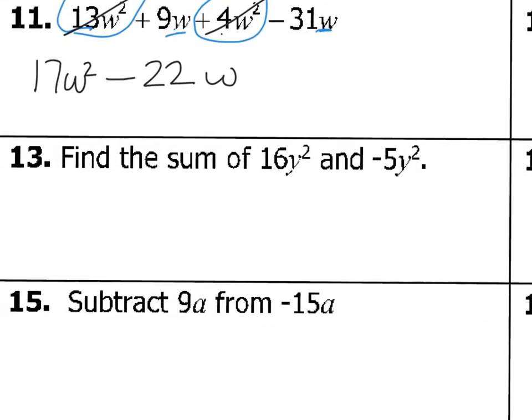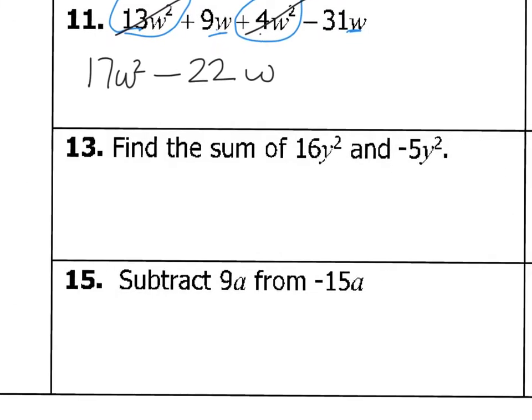All right. Number 13 says find the sum of 16y squared and -5y squared. Remember, when you have sum of, difference of, where the and sign is where you're going to put your operator. So this is this monomial plus this one. So they have the same variable and exponent. So 16 plus -5 is 11y squared.